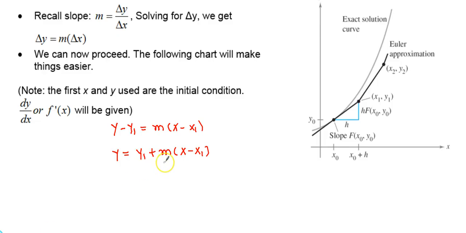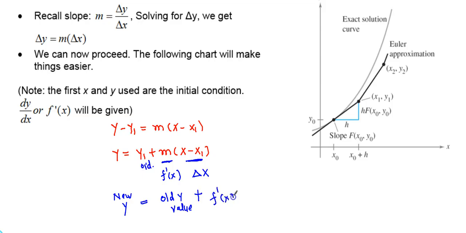So let's make a connection. m is nothing but f prime of x, and x minus x1 is nothing but delta x, and we have this y1. So we always say this new y value is the old y value, I have this as the old one, plus f prime of x times delta x. New y is old y plus slope times delta x.